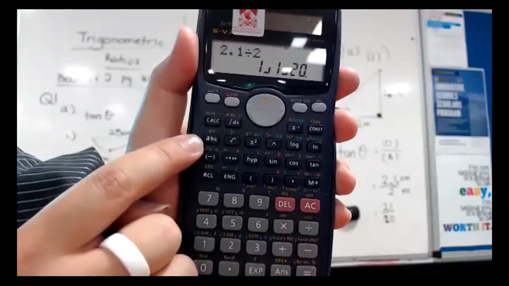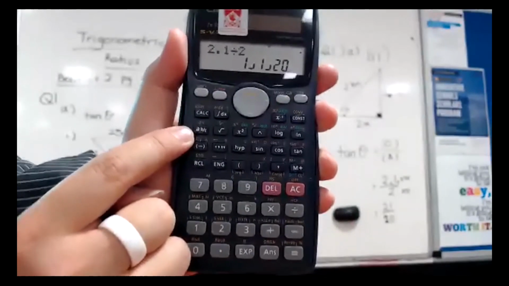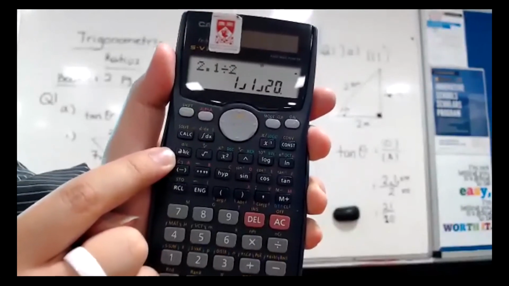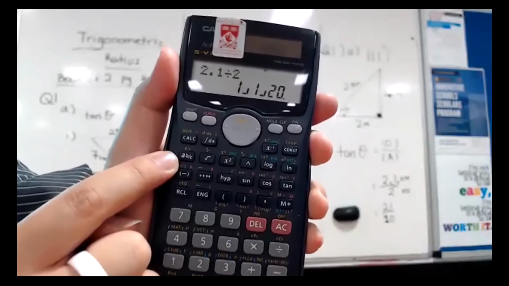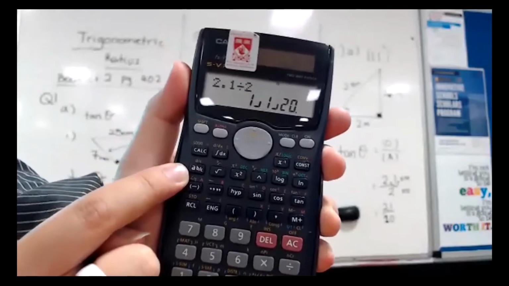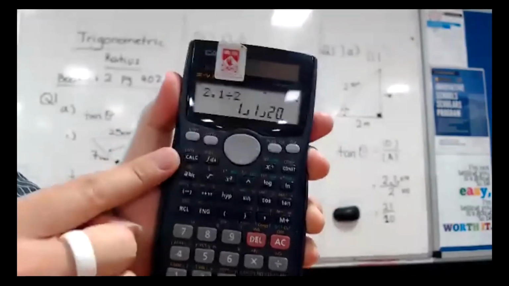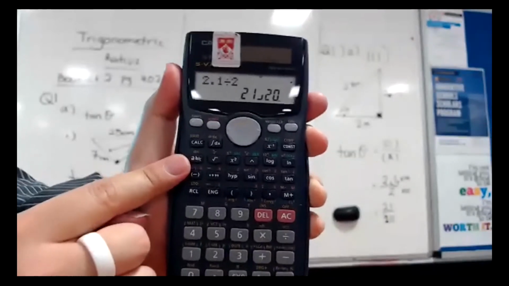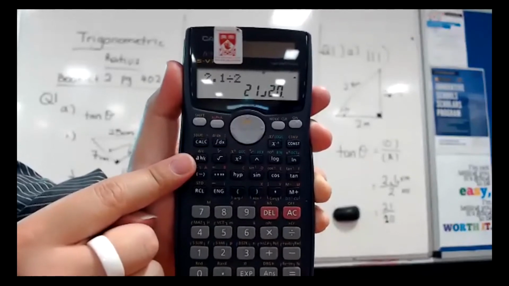It turns into a fraction, which gives you 1 and 1 over 20. Now that's a mixed number, isn't it? We are going to turn it into an improper fraction. All you need to do is hold shift and tap on the fraction button again, and it tells you 21 over 20.